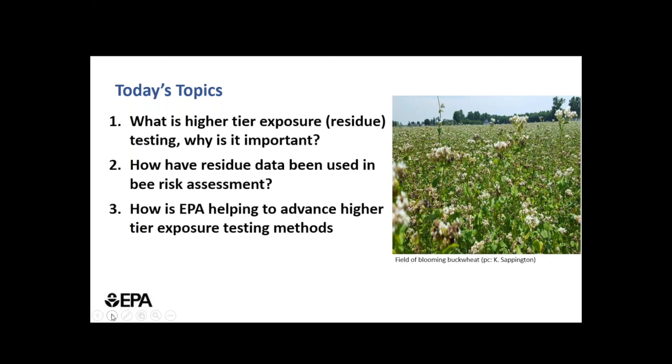And so broadly speaking, higher tier residue studies are experimental studies that are conducted in the field in which a pesticide is applied to a representative crop. And after that application is made, or multiple applications, samples are taken of bee relevant matrices such as pollen and nectar, and those samples are analyzed for the concentrations of the pesticide and any metabolites of concern that would be in those matrices. And these samples are usually collected at multiple points in time after the application.